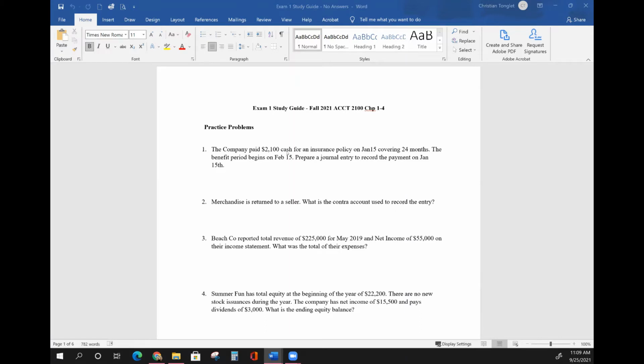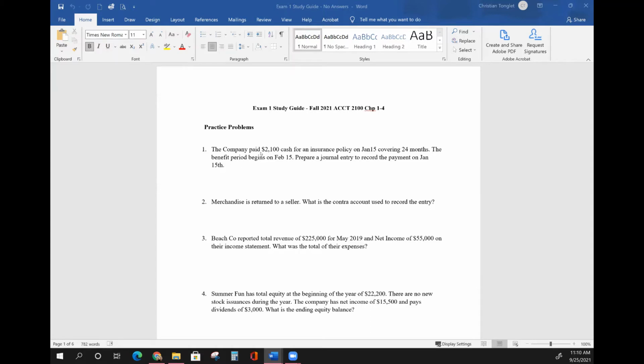So we have the company paid $2,100 cash for an insurance policy paid on January 15th, covering 24 months. The benefit period begins on February 15th. Prepare a journal entry to record the payment on January 15th. Now, this doesn't tell you anything about this organization calculating based on cash basis. So if it doesn't specifically say anything about cash basis, I want you to always assume it's accrual basis of accounting, and that's how we're going to do our journal entries.